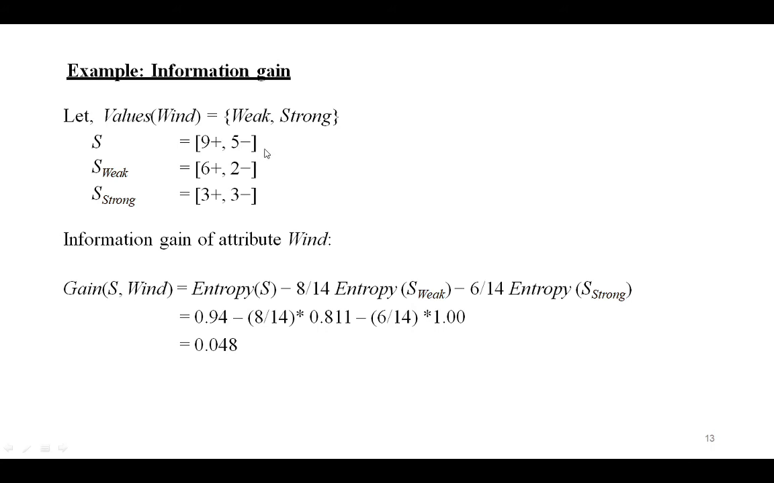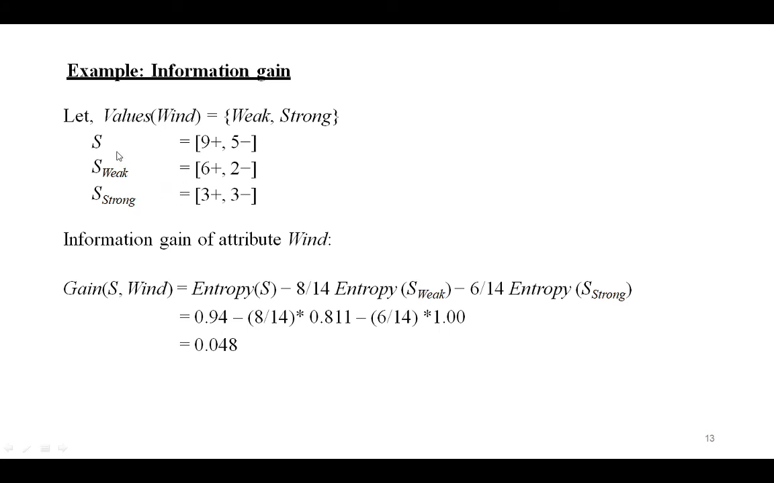Of these 14 examples, suppose 6 of the positive and 2 of the negative examples have wind as weak, and the remaining have wind as strong. Here the information gain due to sorting these 14 examples by the attribute wind may be calculated as follows. I hope this part is clear.